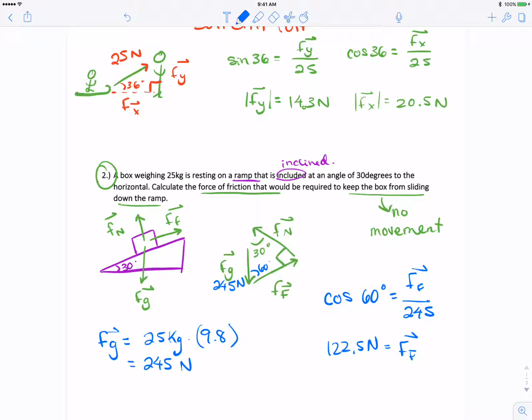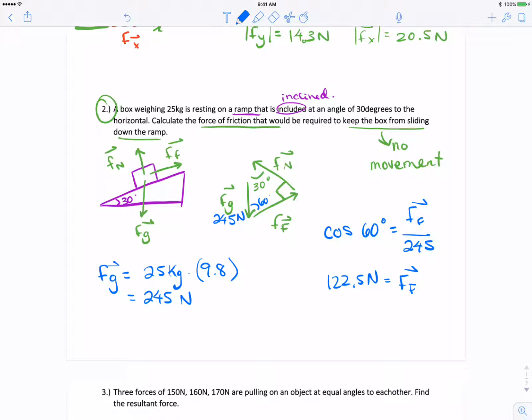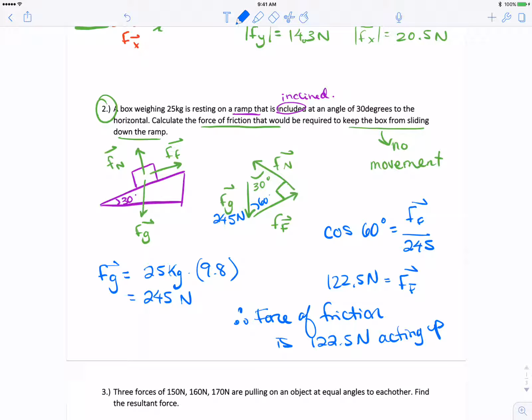So what's nice is by setting all this up, it's good. Now I have to actually say the direction of my force of friction. When we write a sentence, we say the force of friction is 122.5 newtons acting up the ramp. The force of friction is pushing that box up, so the box is able to stay.